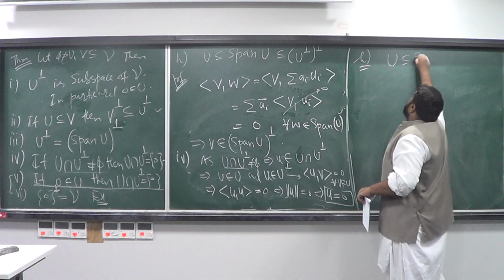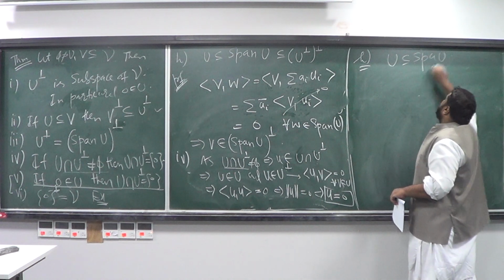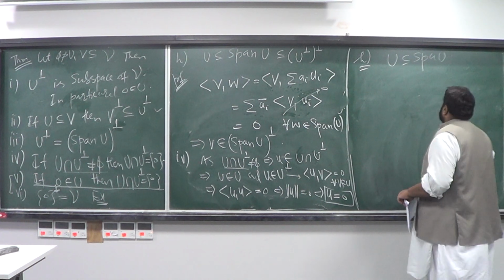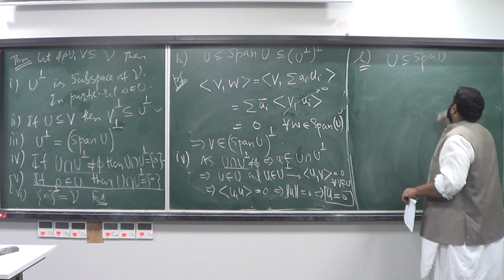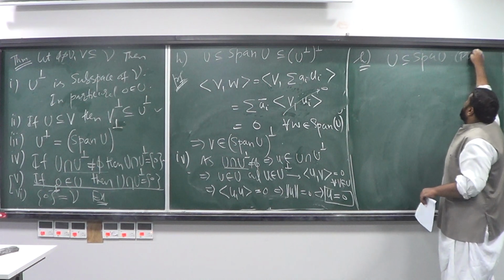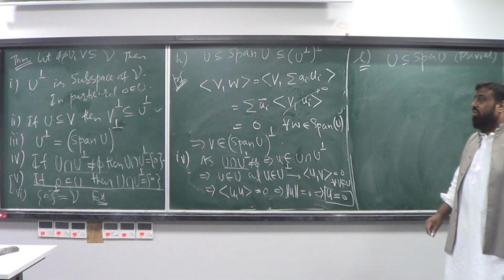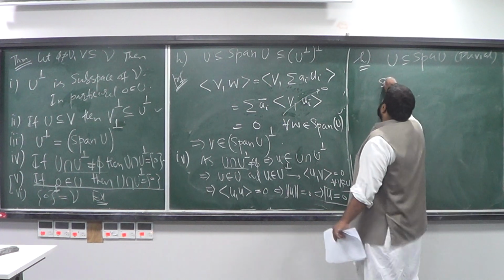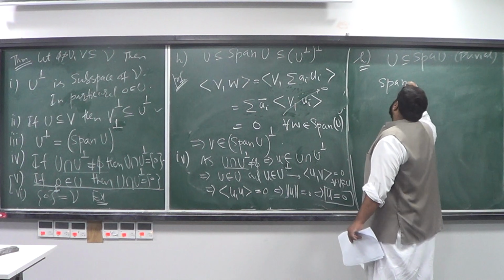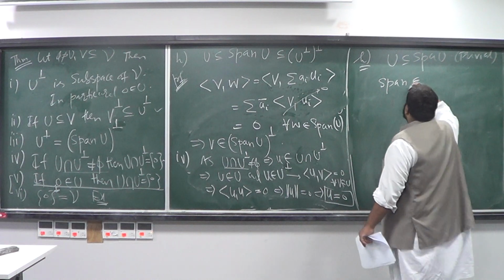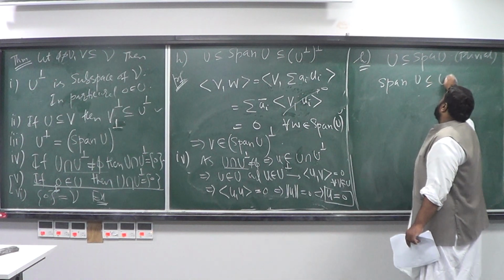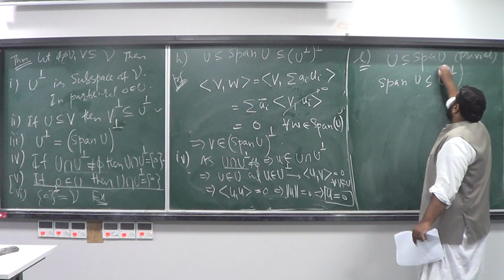Let's think about part 6. U contained in span of U is trivial. Okay, so this is trivial by definition. We know it from our first course in linear algebra. So the only thing that I need to show is that the span of U is a subset of U perp of the perp.